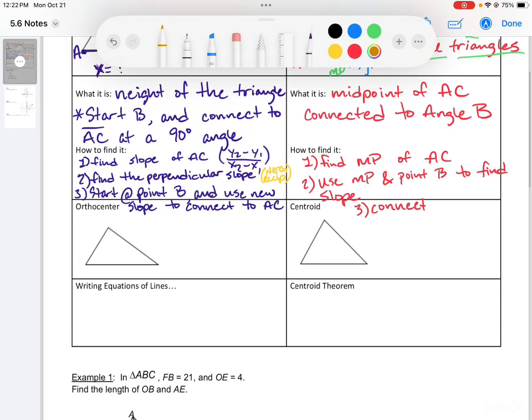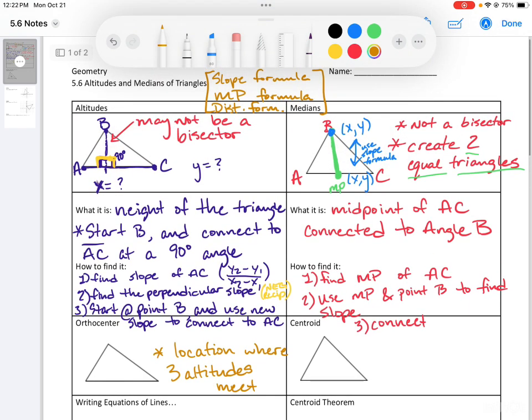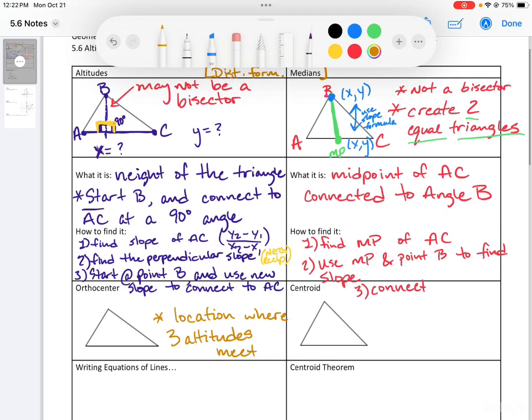We have another new concept called the orthocenter. And the orthocenter is the location where 3 altitudes meet. And so what is the altitude? Well, you would just look right up above here. And it is from an angle to the opposite side at a right angle.